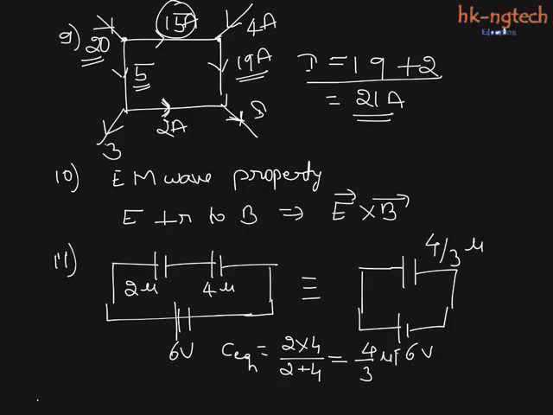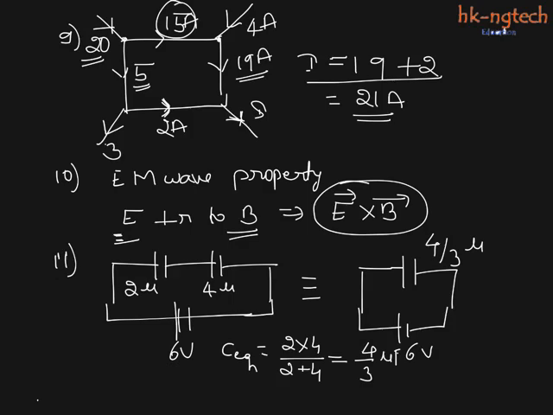So obviously 21 ampere must be the answer for that. The 10th question is: if vector E and vector B represent electric and magnetic field vectors of an electromagnetic wave, the direction of propagation of the wave is along. Obviously we know that the property of EM waves is that E and B are always perpendicular to one another. So obviously they must travel in the direction of E cross B. That is the answer for that.